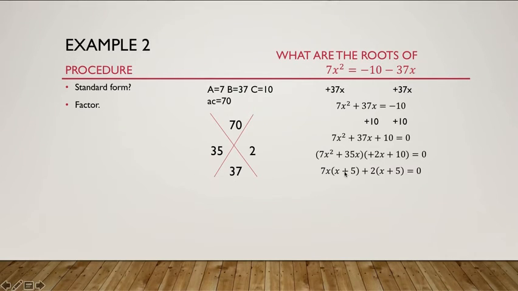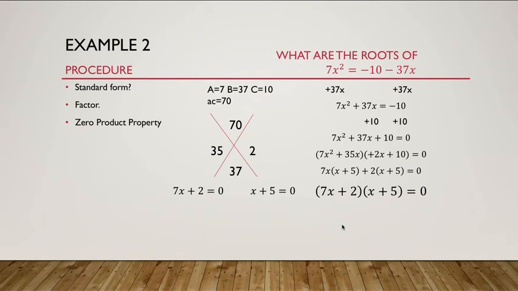Both of them give me x plus 5, which is exactly what we want, right? Those parentheses have to be the same. So my factors are 7x plus 2 and x plus 5 equals 0. From here, we'll use the zero product property. So set each factor equal to 0 and solve. So I have 7x plus 2 equals 0 and x plus 5 equals 0.